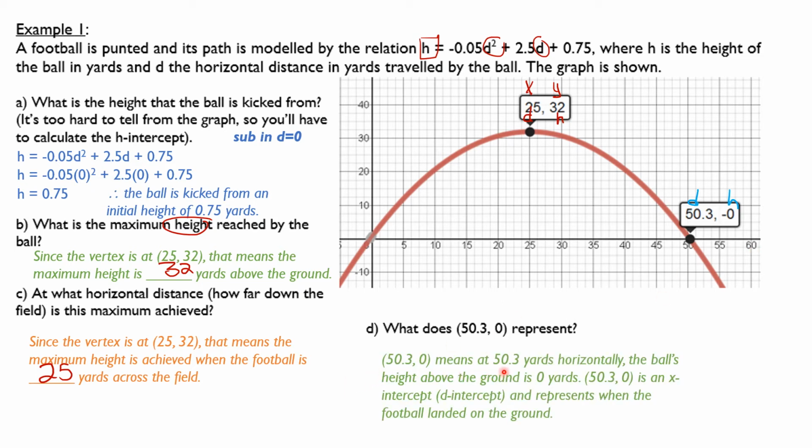50.3, 0 means that at 50.3 yards horizontally, the ball's height above the ground is 0 yards. So 50.3, 0 is an x-intercept. Of course, we're using D here, so a D-intercept, and it represents when the football landed on the ground. That's what it's really stating there. It's an x-intercept or a D-intercept in this case.